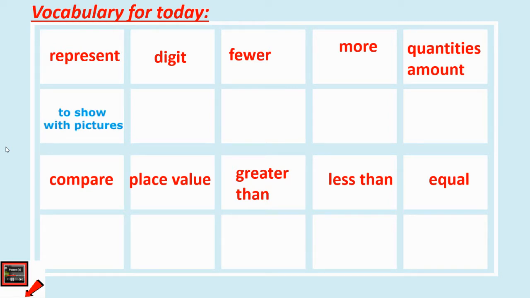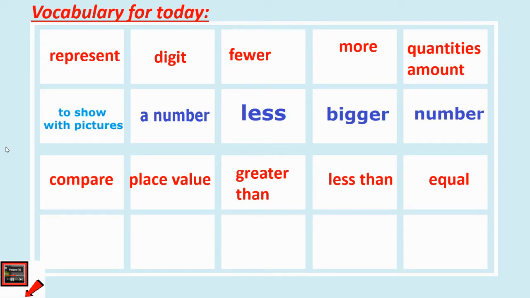So, represent means to show with words and pictures. Digit means a number. Fewer means less. More can mean bigger. Quantities and amount always mean a number for us in kindergarten. Compare means to talk about the differences. We have our picture for place value. Greater than symbol. Less than symbol. And our equal to symbol.